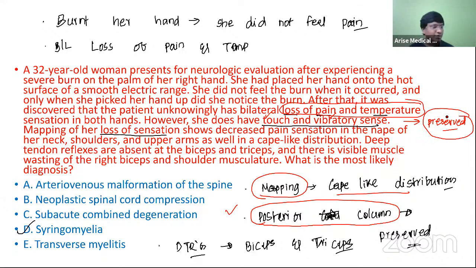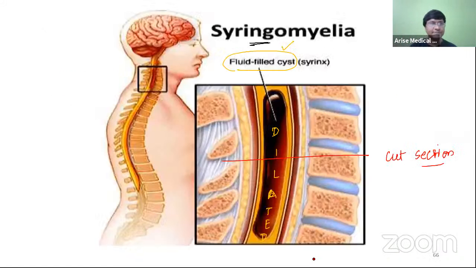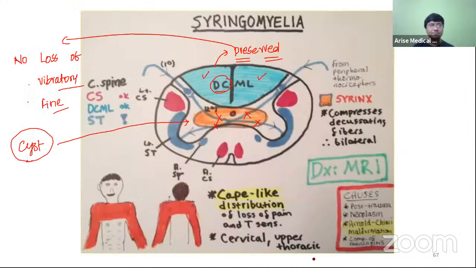Next, the other thing I should explain here is the deep tendon reflexes. The deep tendon reflexes are absent. Which ones? Biceps as well as triceps reflexes are lost. Now the question is why? Why are the biceps and triceps reflexes lost? Now you see the point here.